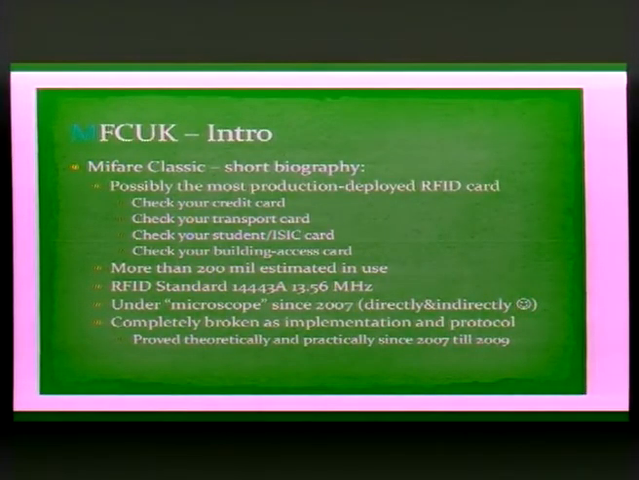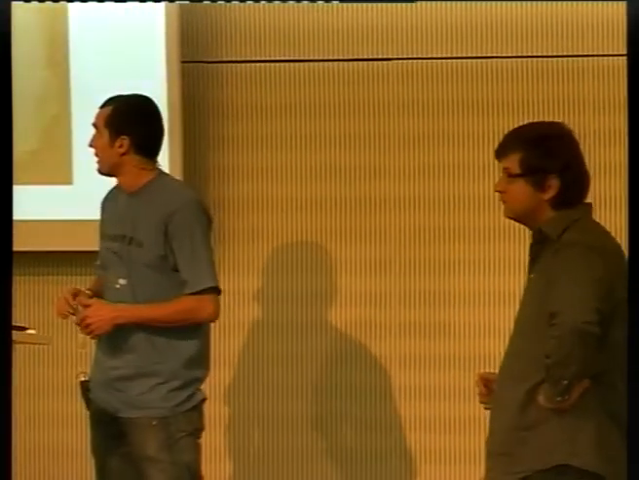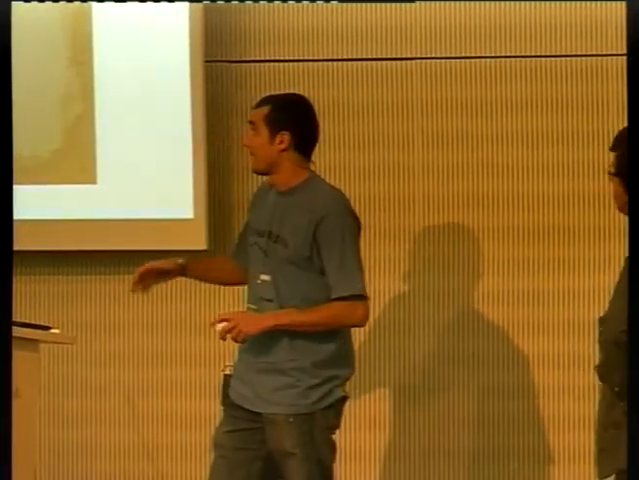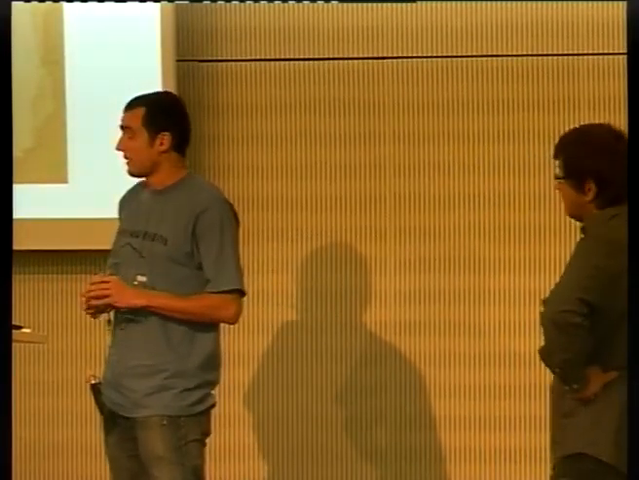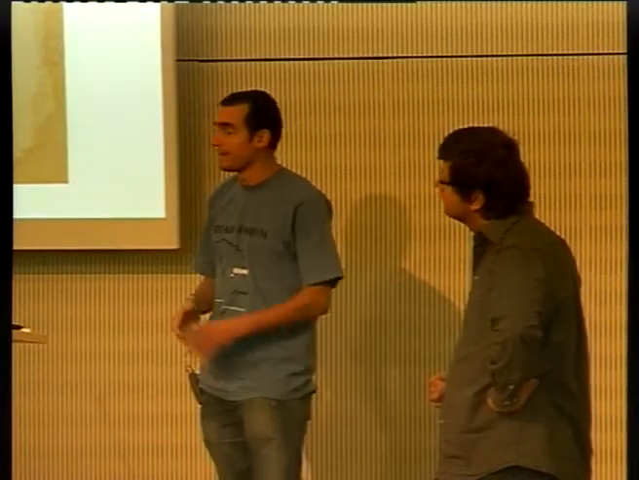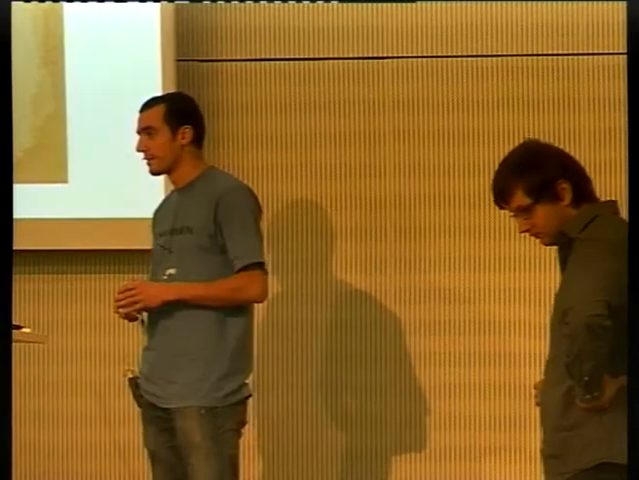As a lot of you might know, the MiFare cards are mostly the most used RFID cards in the world. You can find them in transport cards, in building access systems, in credit cards or parking cards, and so many more things. It's estimated at 200 million in production. It's a very well-known RFID standard, MiFare Classic has been under the microscope directly and indirectly since 2007, and it was proven to be completely broken by 2009. It's classified as kindergarten cryptography by Bruchner, so you see what the problem is.